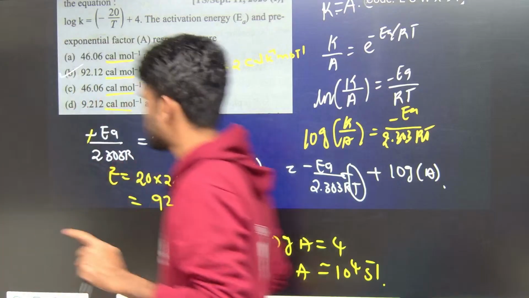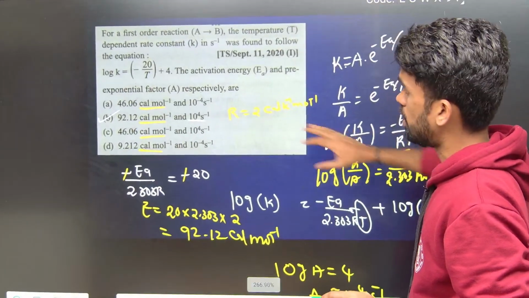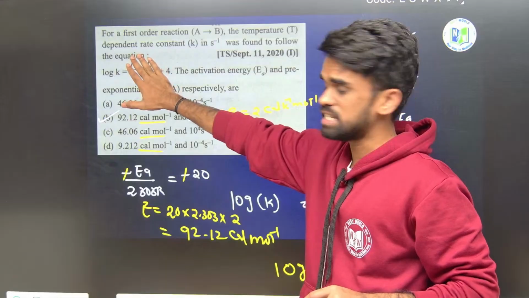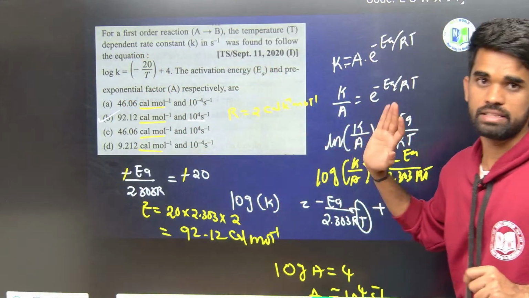So is this clear or not? Based on the given data, just compare with the Arrhenius equation and you will get the answer like this.